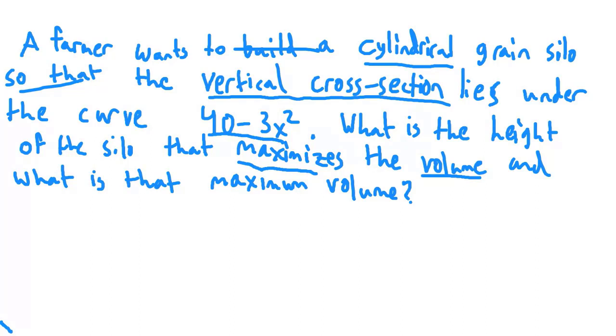So let's think about all these pieces of information we've been given. We have a cylindrical silo, but the vertical cross section of that cylinder lies under the curve 40 minus 3x squared. And that's definitely a good comment that these problems are almost always word problems, and there's a lot of different things they say in the problem. So again, I think that underlining might help you identify which parts are important.